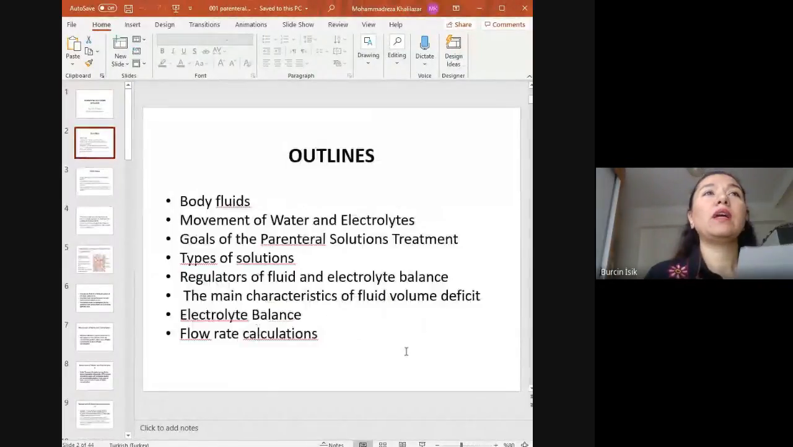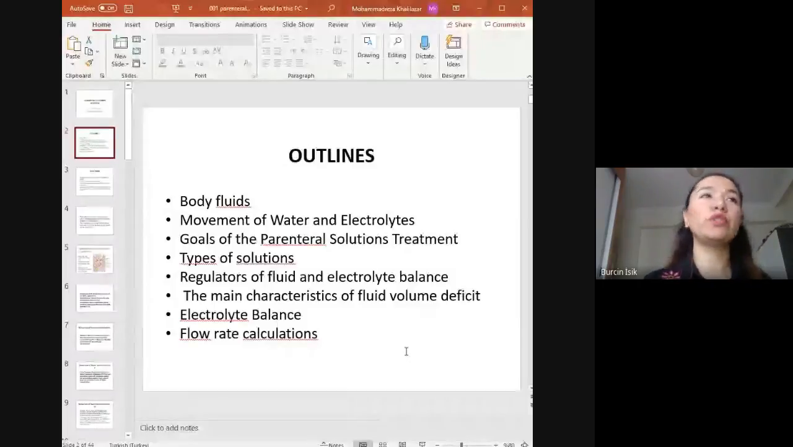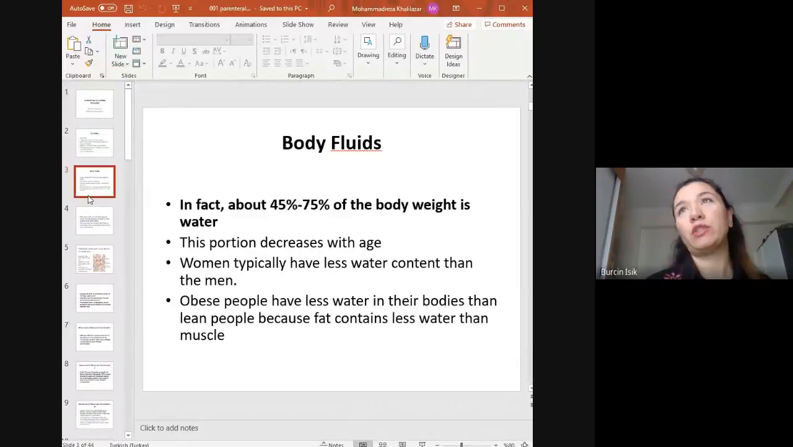About the outline, today we will speak about body fluid movement, electrolytes, goals of the parenteral solution, types of the solution, and electrolyte balance. And I will speak about basic information about the IV systems in the body. But I'm sure you know all of this from high school, but we need a little basic information. After that, we are going to the nursing process, so I won't speak long about this.